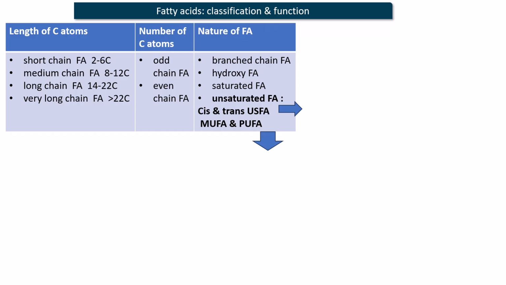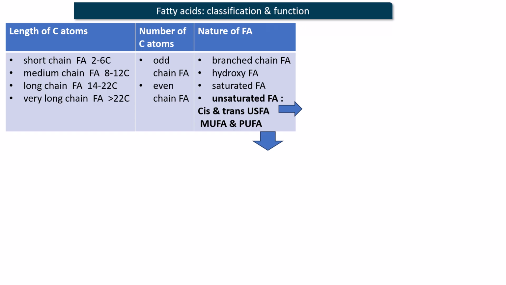Medium chain fatty acids with carbon length of 8 to 12, seen in coconut oil. Long chain fatty acids with carbon length of 14 to 22, seen in body fat, and very long chain fatty acids with carbon length more than 22, seen mainly in brain. Based on number of carbon atoms, fatty acids can be classified as odd chain fatty acids, mainly seen in milk and cell wall of microorganisms, and all the naturally occurring fatty acids are even chain fatty acids.